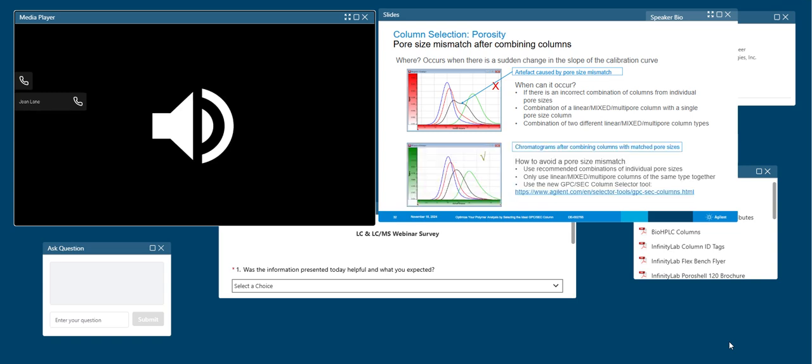To avoid this, it's recommended you use recommended combinations of individual pore sizes. You only use linear or mixed or multi-porous columns of the same type together with each other. And if you're unsure, you can consult and use the new GPC SEC column selector tool. And the link for that is provided here.